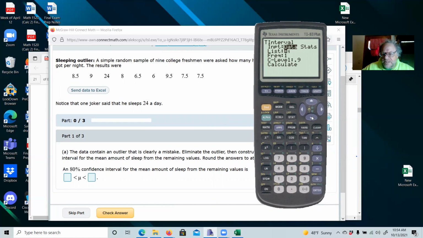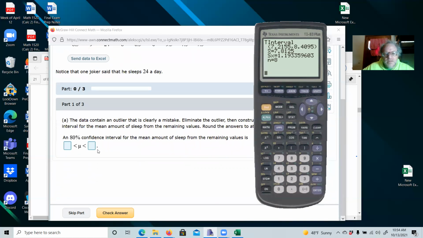Okay, and the data is list 1, frequency, we didn't mess with that. We're going to use 0.8 for an 80% confidence level. And then we're going to say calculate. It's not going to take as long. Okay, maybe I lied. But there's our interval. There's our average and standard deviation. Degrees of freedom, 7, which is 8 minus 1.